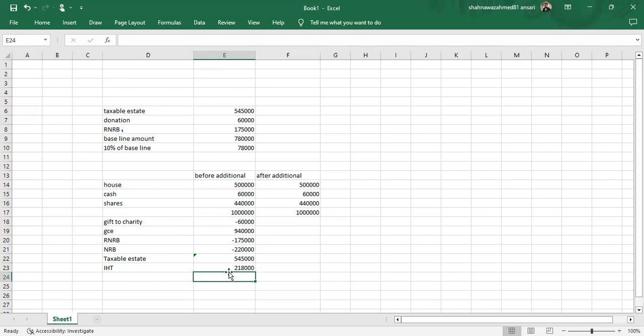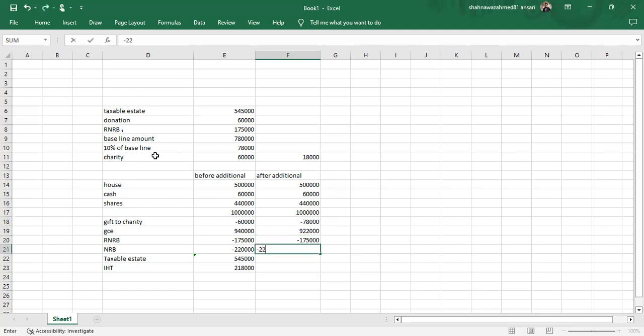Now, how much extra do I need to put? The required figure is 78,000 and my existing charity is 60,000, so the excess I need to put is 18,000. This is the additional charity I need to put. So let's deduct 78,000 from here. As a result, my GCE will be 9,22,000. And the RNRB will remain the same.